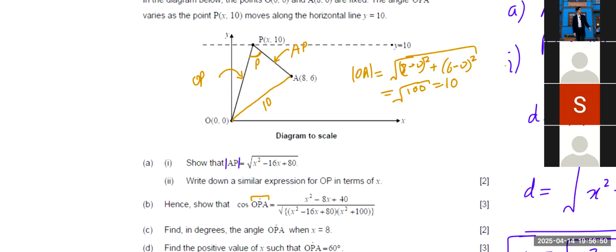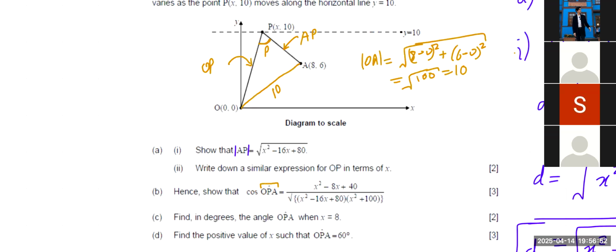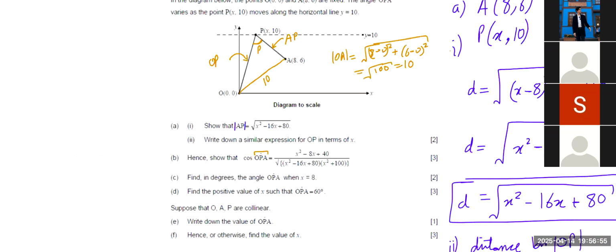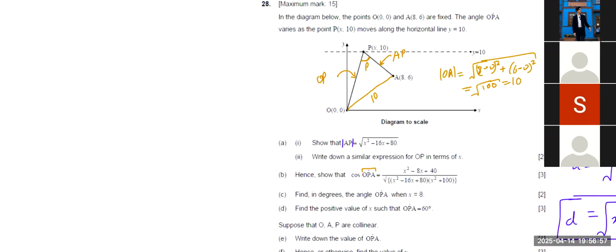Now, I know all three sides, and I'm trying to find P. Which side should be the subject if I'm trying to find this angle? What do you think? Which side should be the subject in my cosine rule? Is it OA? Yep, because the angle you're interested in and the corresponding side, this side has to be the subject because that's the angle we want, because they're corresponding.